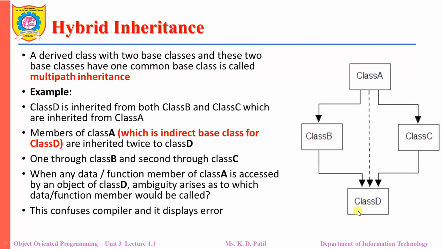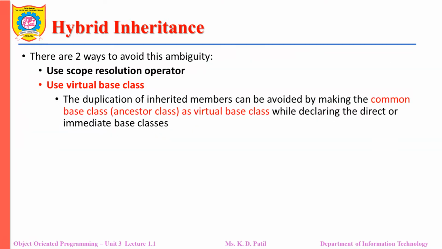Now let us see how to resolve this ambiguity. There are two ways to resolve or to avoid this ambiguity. The first way is use of scope resolution operator, which we have already learned, and the second is use of virtual base class. So, the duplication of inherited members can be avoided by making the common base class, that is the indirect base class, or you can say the ancestor class, a virtual base class.